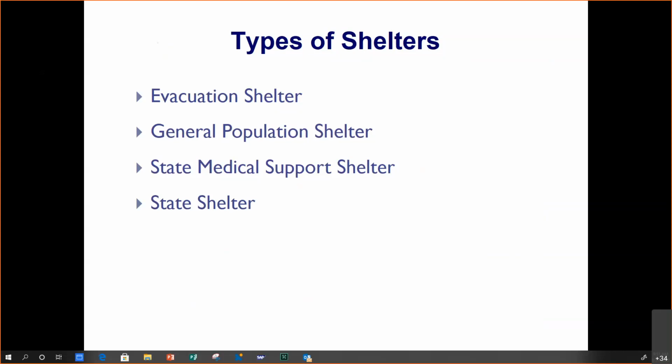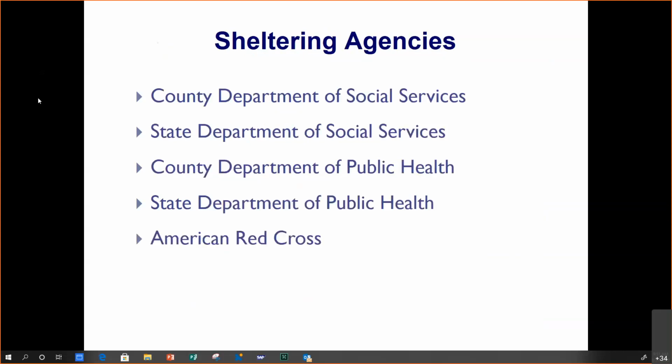Next slide, please. So these are just a brief overview of some of the departments or agencies that may be involved with the shelters. You'll see a variety of them: the County Department of Social Services, State Department of Social Services, Public Health, American Red Cross. American Red Cross is usually for the first 72 hours, but they are very good at working alongside the locals as well as with the state, as with the general population shelters.